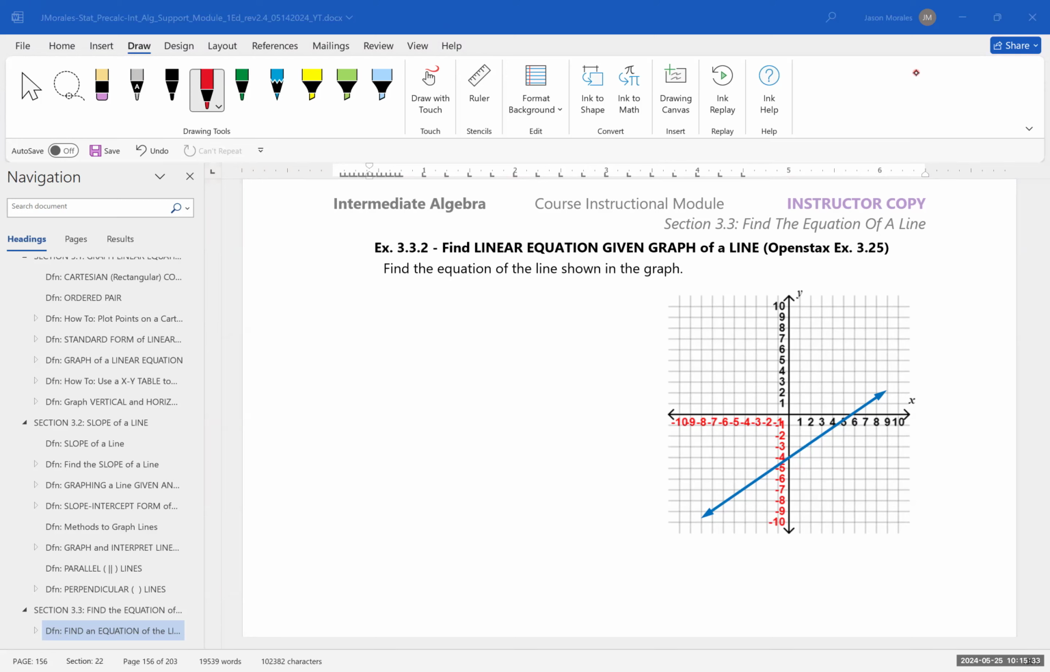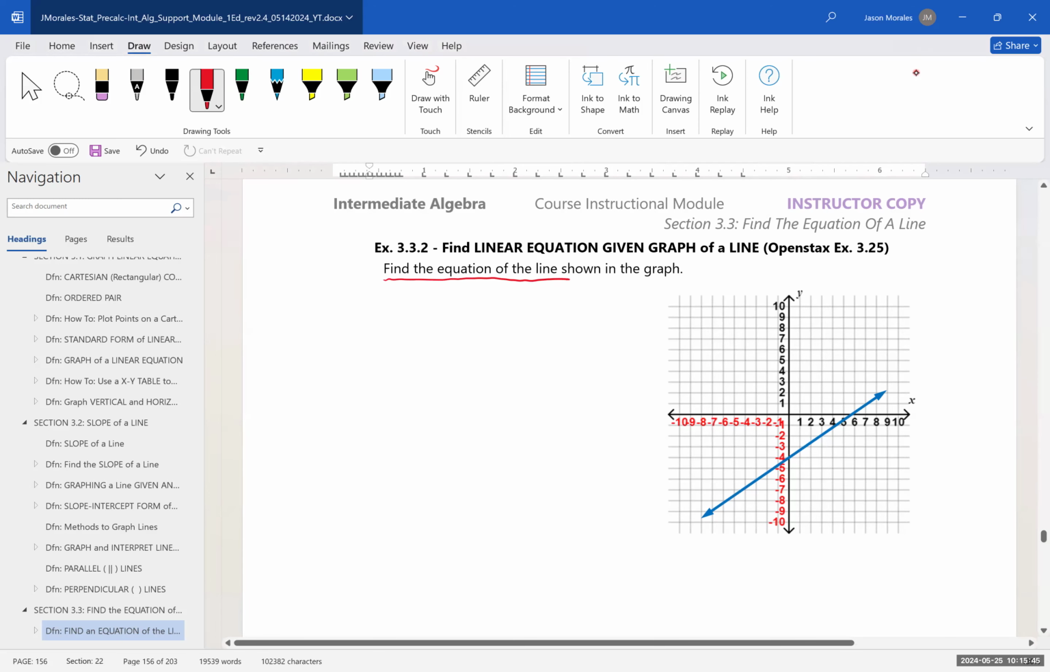Previously I gave you the graph of a line, but I identified points on the line for you. Now I haven't done that. So here you just have a graph. So we need to find the equation of the line shown in this graph. So how do we go about doing that?